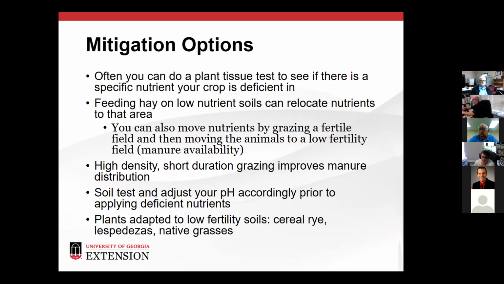You can always, of course, soil test and adjust your pH accordingly, using lime if needed. And then again, here's another one where you can use plants that are adapted to those particular soils, like your lespedezas and your native grasses.